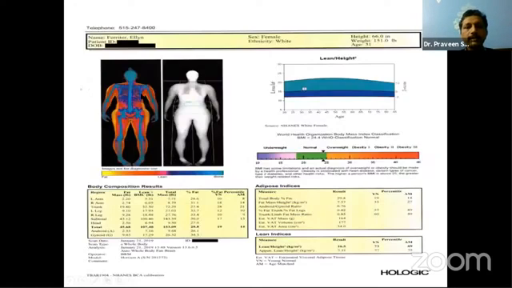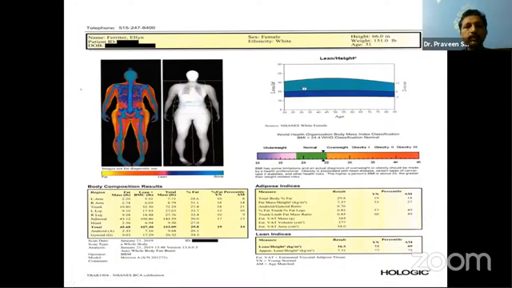This is how a DEXA report looks like. If we go into the detail, we ask our person who is doing the DEXA to show the report. So we can calculate what is the amount of fat in the left upper arm, in the right arm, in the trunk, in the leg and the neck. So we can know about the fat mass in our whole body.